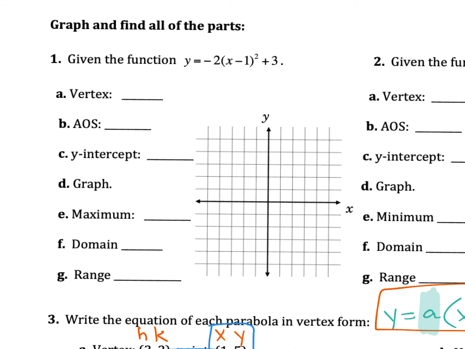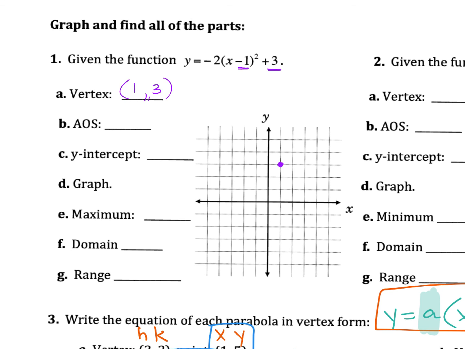Okay, what is your vertex? Is anyone doing these with me? Okay, what's your vertex? So 1 and 3. A positive 1 and a positive 3, right? Opposite of what it looks like, same on the outside. So 1, 3 is your vertex.